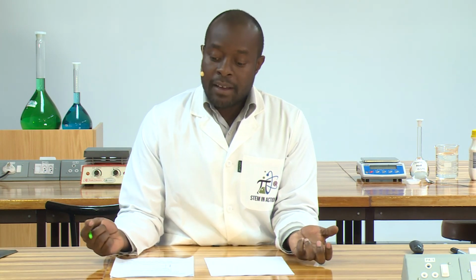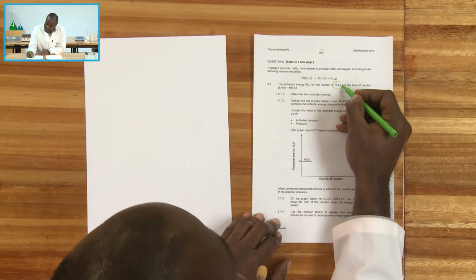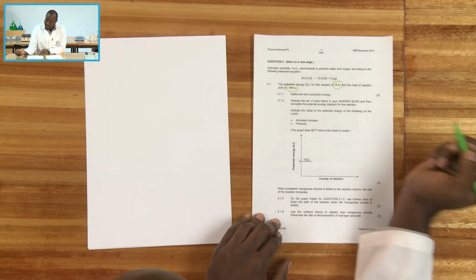Next, we're going to look at some applications. Our application question is going to come from the November 2016 paper, question 5. So if you look at this question, it's saying that hydrogen peroxide decomposes to produce water and oxygen according to the balanced equation, and we're given the balanced equation. Then it says that the activation energy, EA, for this reaction is 75 kilojoules, and the heat of reaction is minus 196 kilojoules.